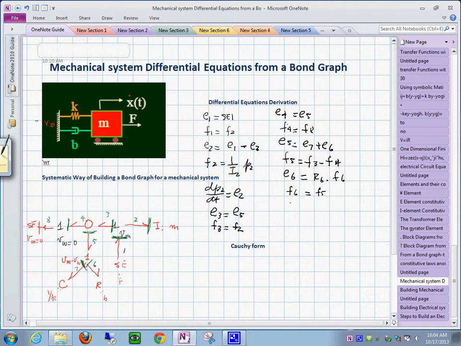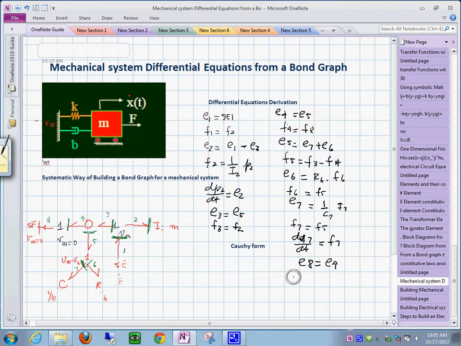And what is E sub 7? E sub 7 is equal to 1 over C sub 7 times Q sub 7. What is F sub 7? F sub 7 is equal to F sub 5. And dQ7/dt is equal to F sub 7. And finally, on the last bond here, I'm just going to use one more line. E sub 8 is equal to what? E sub 8 is equal to E sub 4.